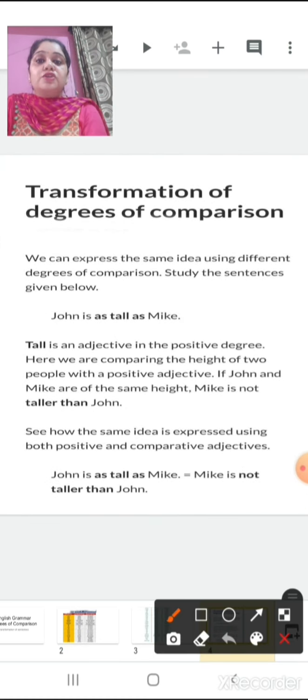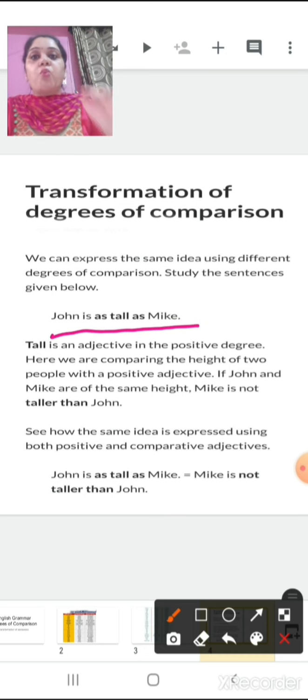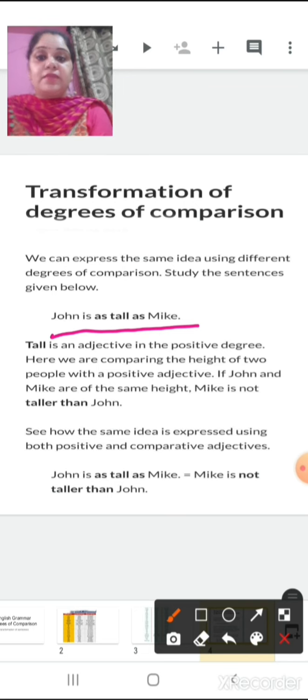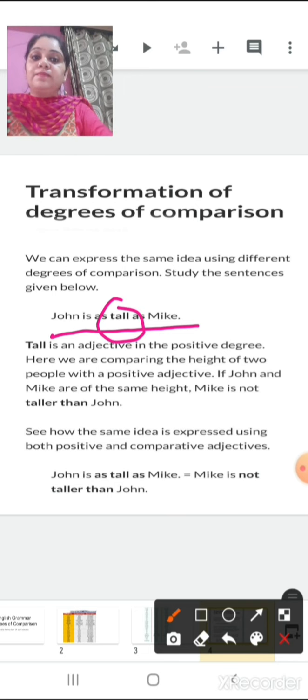Fine. John is as tall as Mike. Now, what is the adjective over here? I repeat, what is the adjective? It is specified with as tall, isn't it? So, tall is an adjective in the positive degree. Here we are comparing the height of two people with a positive adjective.